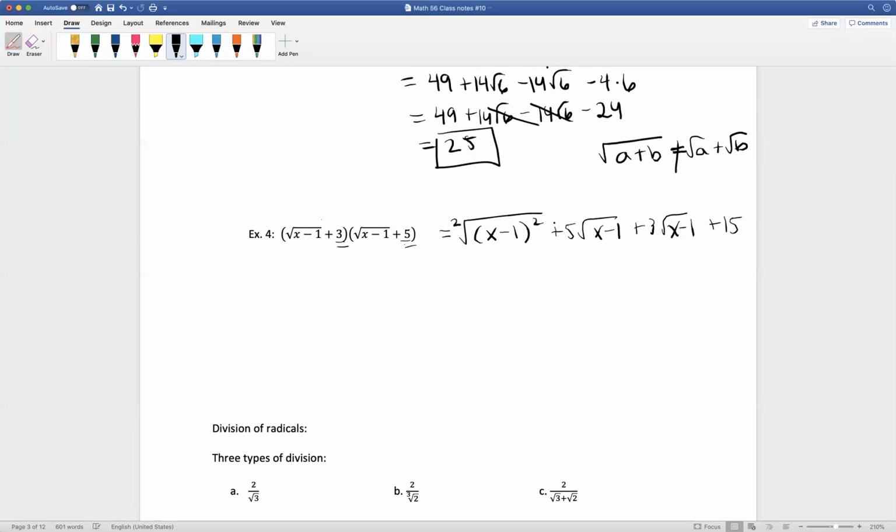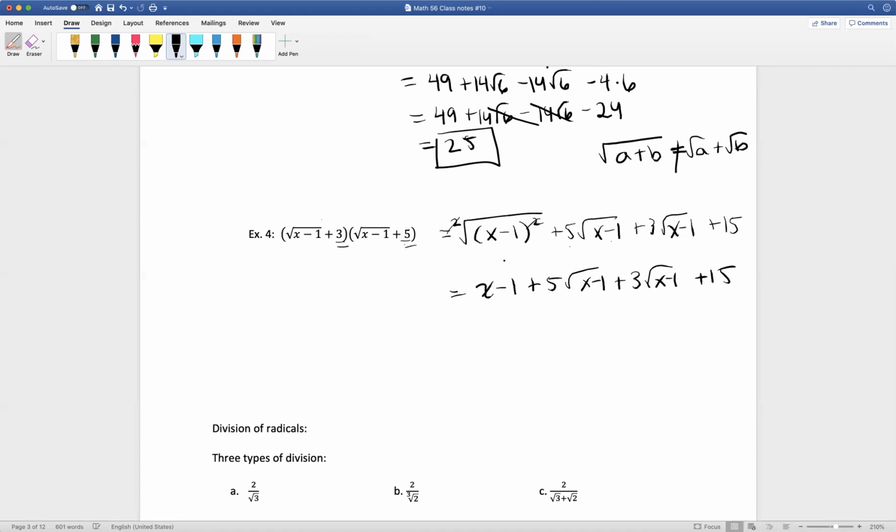Now, remember, we have 2 factors of x minus 1, and it's a square root. The square root of any number squared, the square root of a squared is a, the square root of m squared is m, the square root of k squared is k, the square root of x minus 1 squared is x minus 1. These cancel each other out, so we're left with x minus 1. The square root of x minus 1 we can't simplify, so we're just going to bring these down, plus 5 square root of x minus 1, plus 3 square root of x minus 1, plus 15.